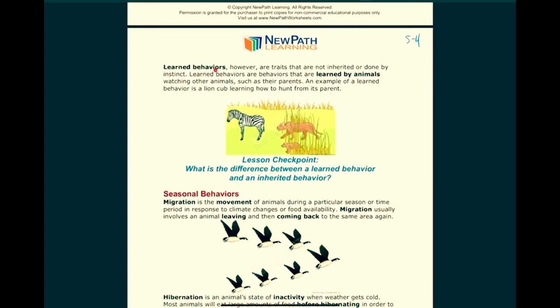Learned behaviors, however, are traits that are not inherited or done by instinct. Learned behaviors are behaviors that are learned by animals, just like what the term sounds like. They had to learn how to do it by watching other animals, such as their parents. An example of a learned behavior is a lion cub learning how to hunt from its parents. So the lion doesn't automatically know how to hunt when they're born, but they spend enough time around their parents when they go out hunting and they'll pick up on it and they'll learn how to do it.